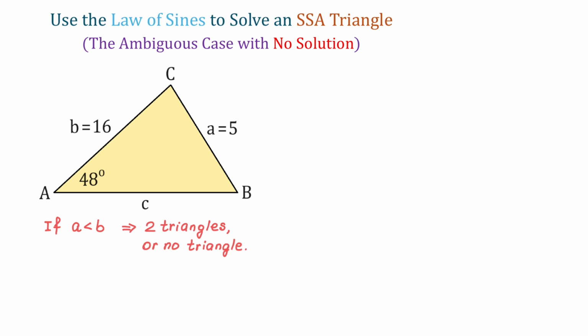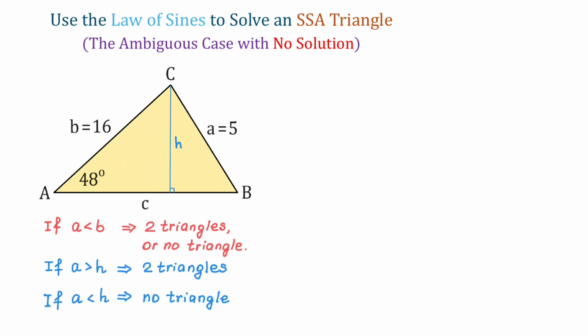no triangle. Now, to find if the given information will result in two triangles or no triangle, from vertex C, we will draw a perpendicular to the opposite side. Then, using angle A and side b, we will find the height. Then once we find the height, if a is greater than the height, this will result in two triangles, but if a is less than the height, then we will have no triangle.